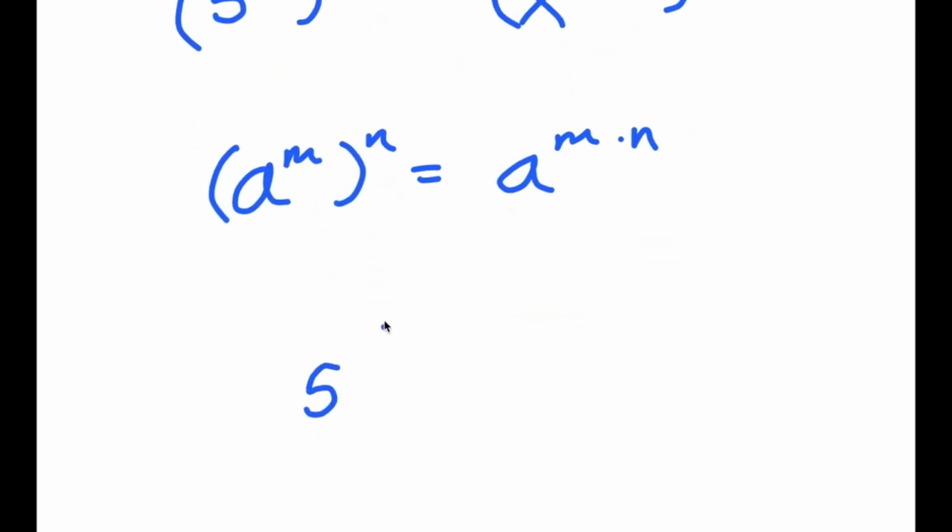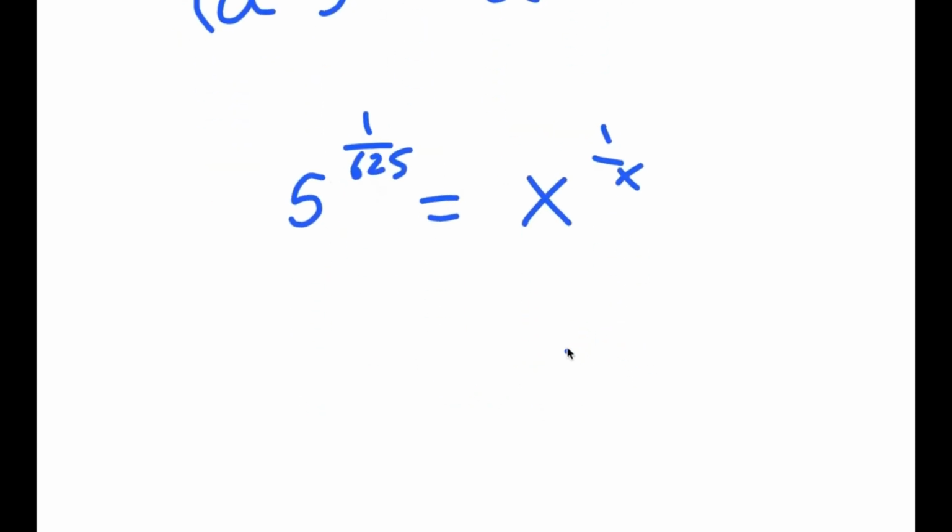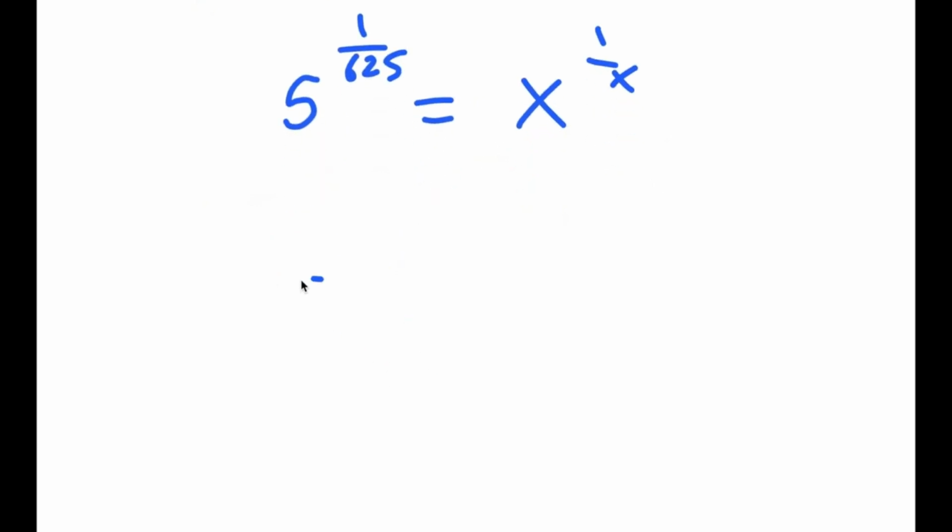So now I'm left with 5 to the power of 1 over 625 is equal to x to the power of 1 over x. Now from here, I want to change my left-hand side so it's in the form of a number to the power of 1 over that same number. Basically, I want these two numbers to be the same, so they align with x to the power of 1 over x. Right now, they're different. So what I'm going to do is rewrite this as 5 to the power of 5 over 5 times 1 over 625.